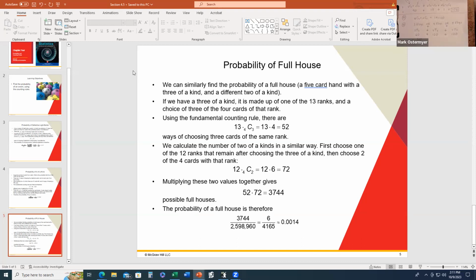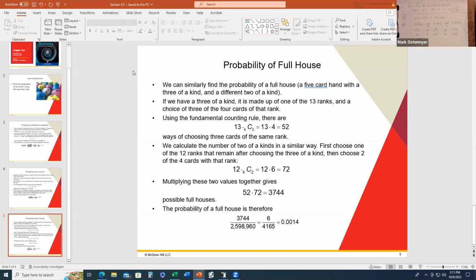Now we calculate the number of 2 of a kind cards in a similar way. How many ways can we select 2 of a kind? Well, first we choose one of the 12 ranks that remain. Why are there 12 ranks that remain? Because if we select 3 of a kind of the same rank, let's say we select 3 jacks, well, that ranks out. We've got to throw the jacks out as a rank. We can't select 2 more jacks. So we only have 12 more ranks to select 2 of a kind from.